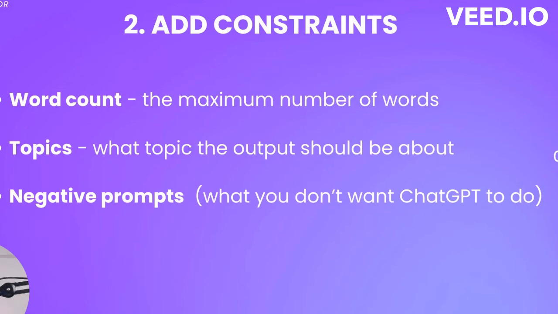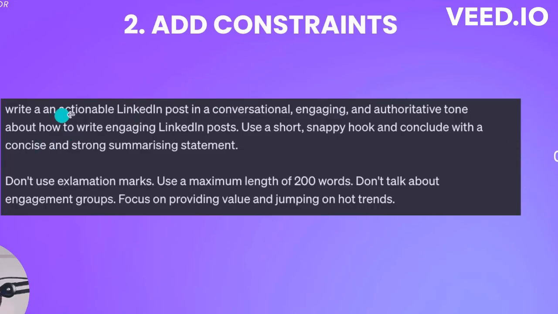You give it an area to operate in, and some examples for common constraints are things like word count, the maximum number of words, or for Twitter it might be a character count, not more than 280 characters. It could be topics. What are the topics the output should be about? And then, even more important, sometimes negative prompts, what you don't want ChatGPT to do.